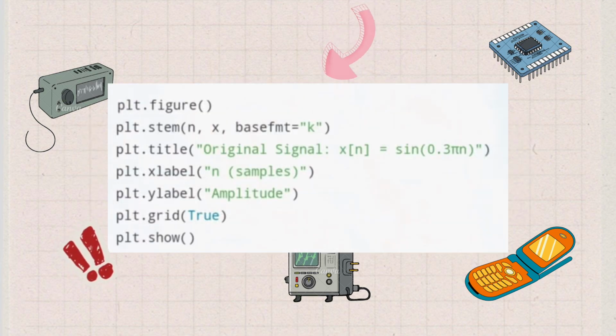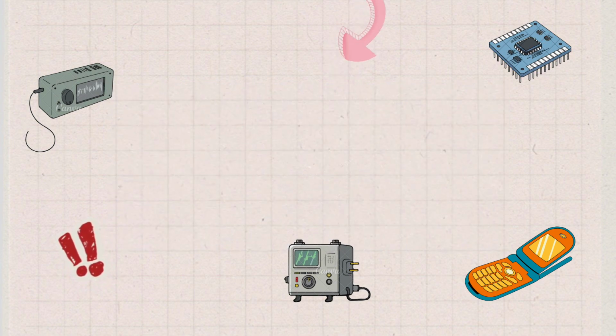Plotting the original signal. Here, the program creates a new figure window using plt.figure, plots a stem graph showing vertical lines for each discrete value of the sine wave, labels the axes, and enables a grid for clarity. The result shows a centered sinusoidal pattern symmetric around n equal to 0.